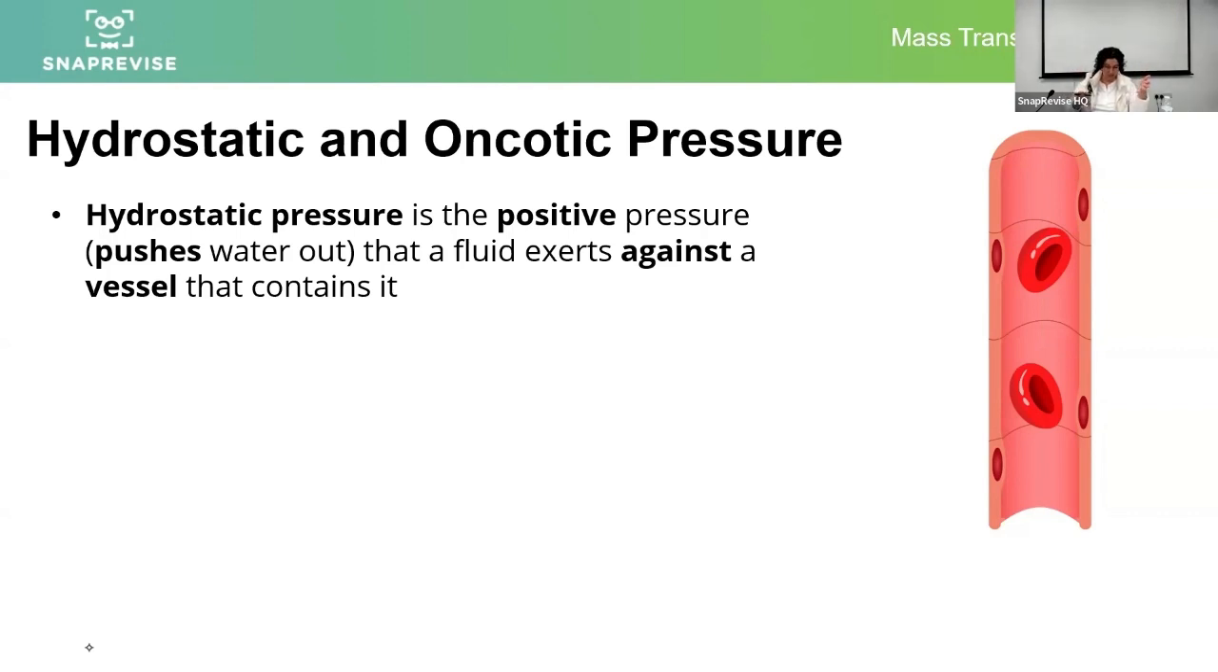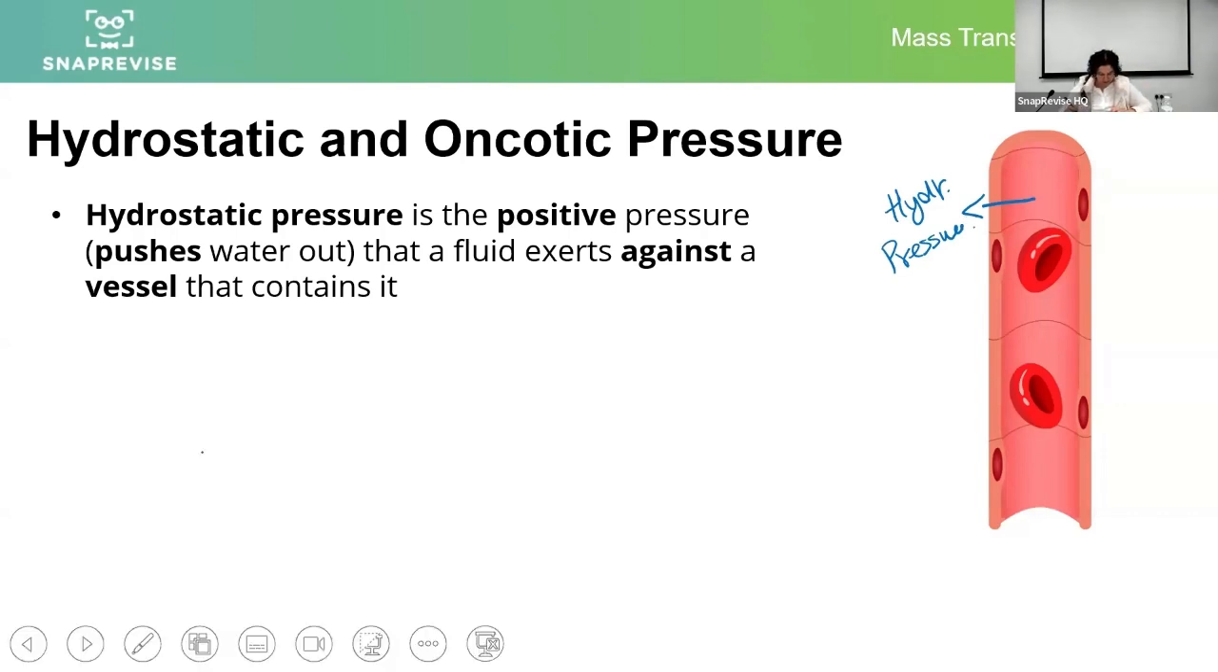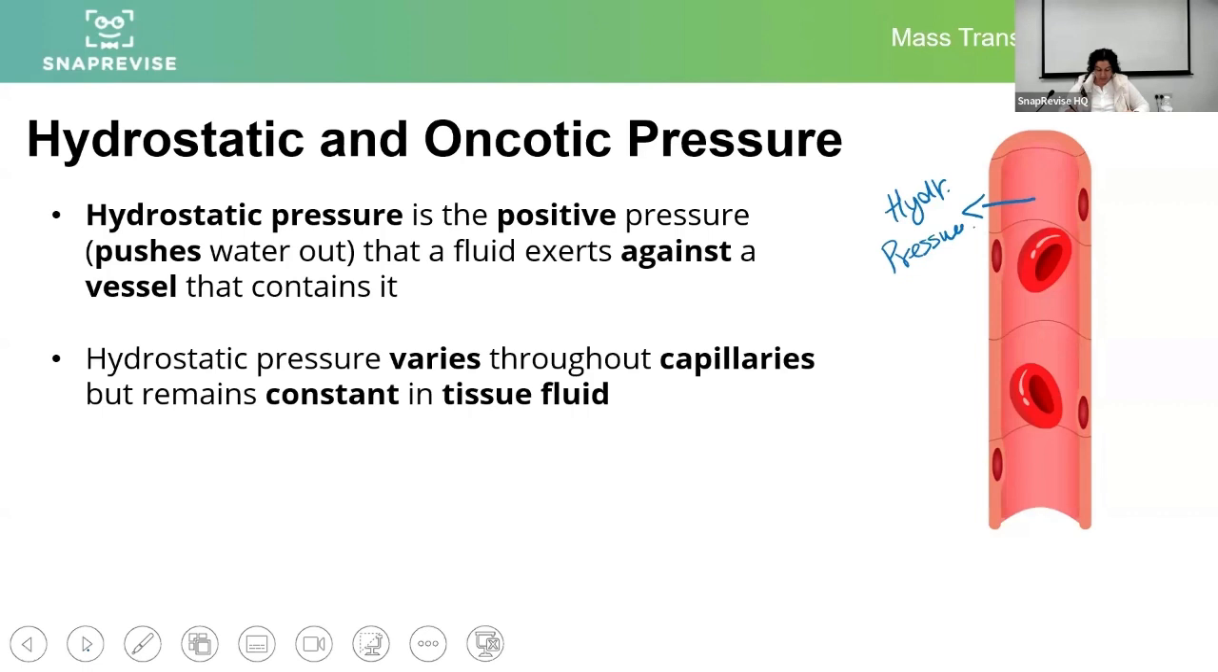walls of its container. In the specific context here of blood vessels, of capillaries, it's the positive pressure, meaning out from in to out, that pushes water. So that will be my hydrostatic pressure. It's the positive pressure that pushes water out that a fluid exerts against the vessels that contain it. It will vary throughout the capillaries, but it remains constant in the tissue fluid.